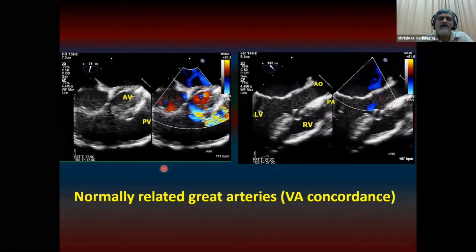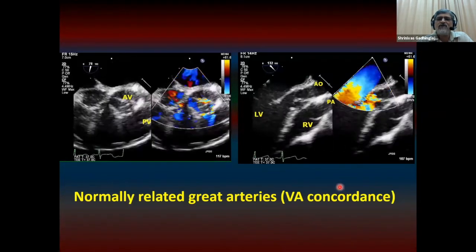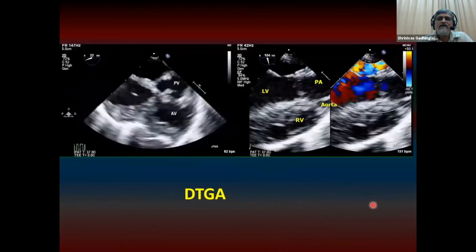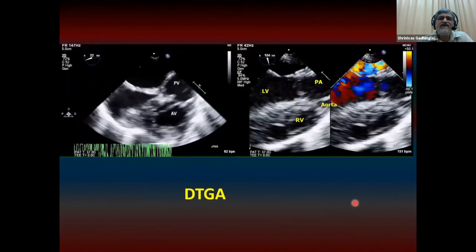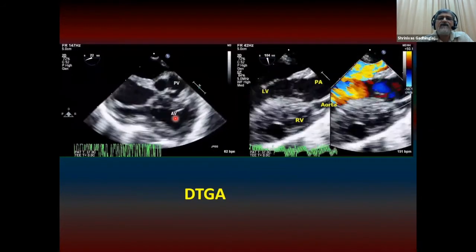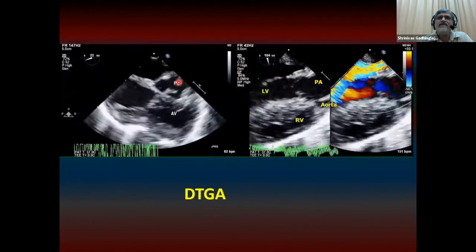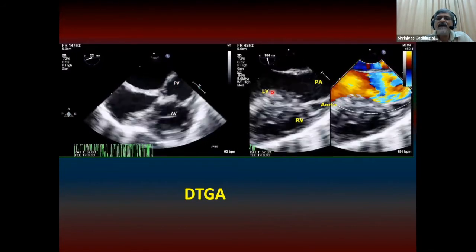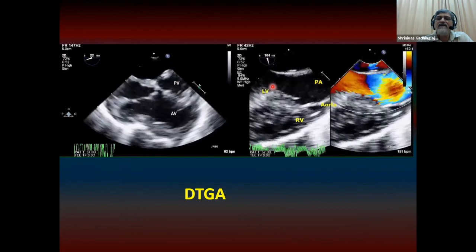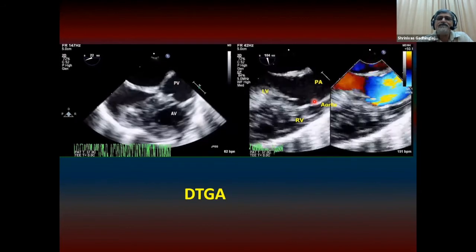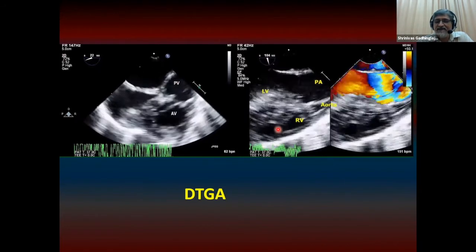This is normally related great arteries. This is called VA concordance. Now, in case of TGA, you see the aorta is anterior and to the right of the pulmonary artery. If you see here, the pulmonary artery is committed to the LV and the aorta is committed to the RV. So this is an example of a DTGA.